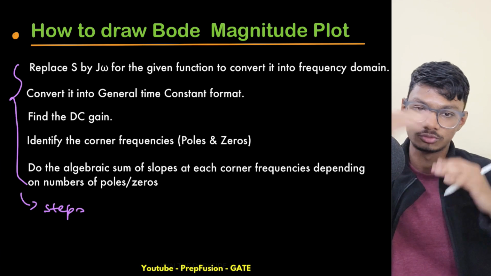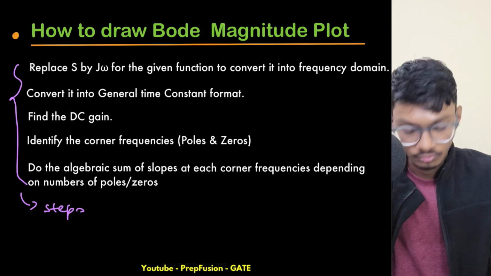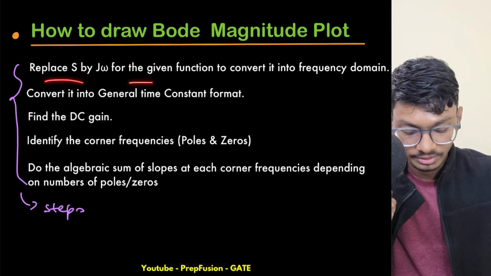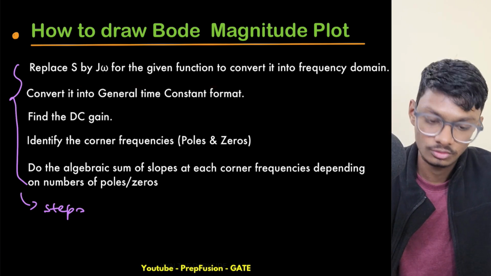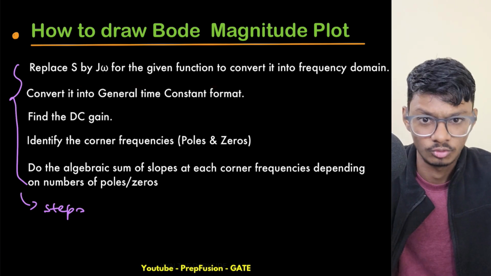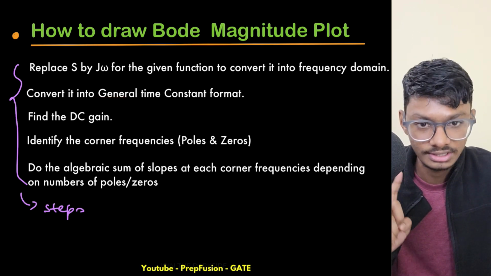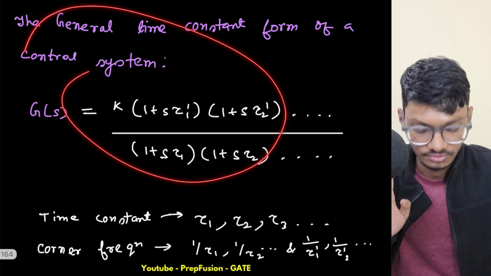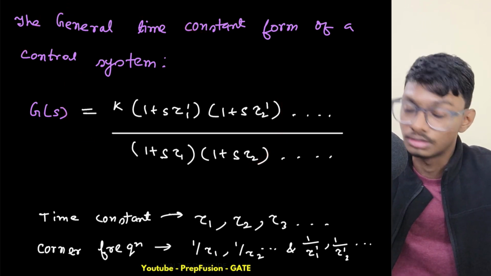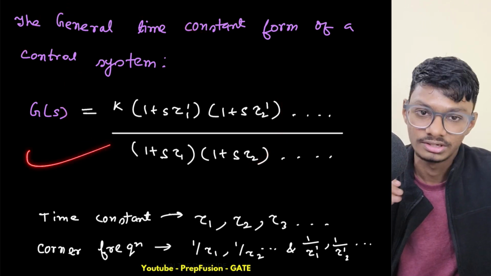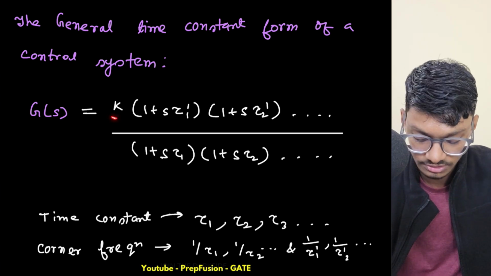Previously we were doing the algebraic sum, but we won't do that. What we will do is replace s by j omega for the given function to convert it into the frequency domain. That we anyway do in the polar plot and Nyquist plot also. Then convert it into general time constant format. What is the general time constant format? This is the general time constant format. This has already been covered in chapter 1, but I'm revisiting it.